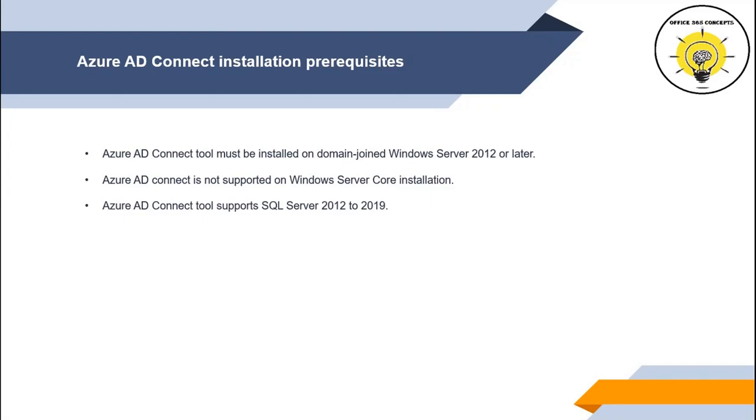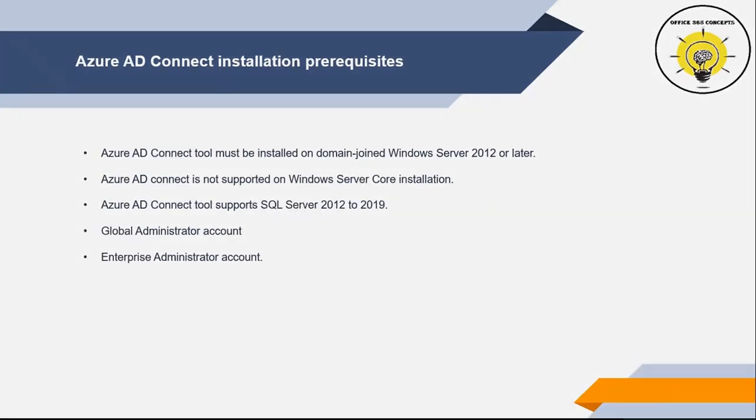If you need to manage a higher number of directory objects, then we need to deploy a full SQL Server. And you need a global admin account for Office 365 and an enterprise administrator account of on-premise Active Directory to install Azure AD Connect. Once you have met all these prerequisites, you are ready to install the Azure AD Connect tool.